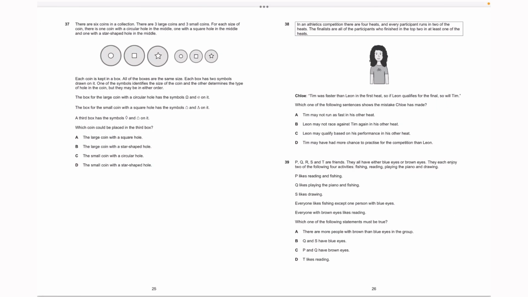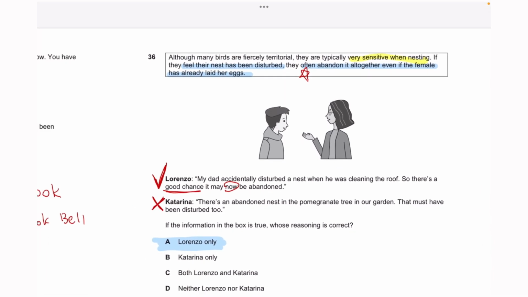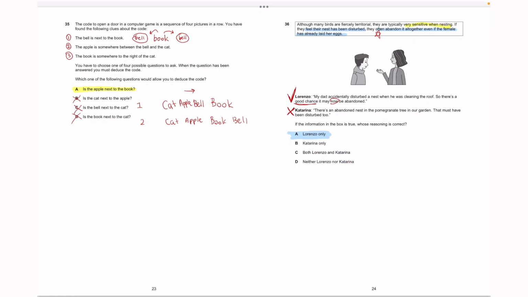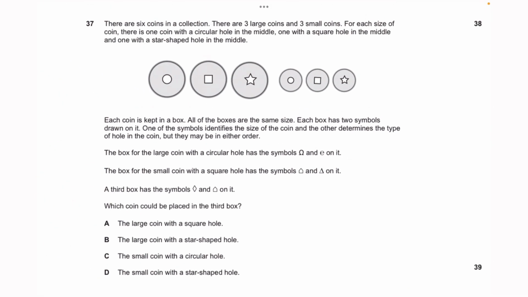Okay, if we have a look at question 36, boys and girls, we can see that question 36 is a detect reasoning errors question, which focuses on identifying arguments. A very similar question to this in the 2021 paper was question 6, where both questions require students to work out whose statement is correct based on given information in the box by identifying any flaws in their reasoning. Both questions also refer to the same topic of animals.